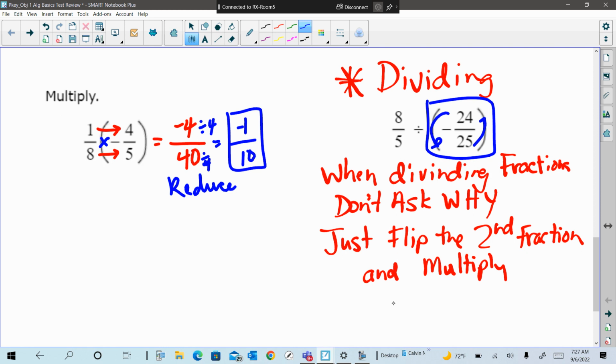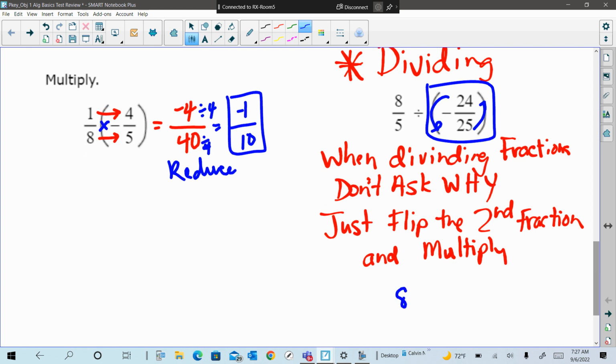So really what my problem now becomes, I'm going to write it underneath here, is 8/5. Remember, just flip the second fraction and multiply. So now we're going to multiply by -25 over 24. Okay.